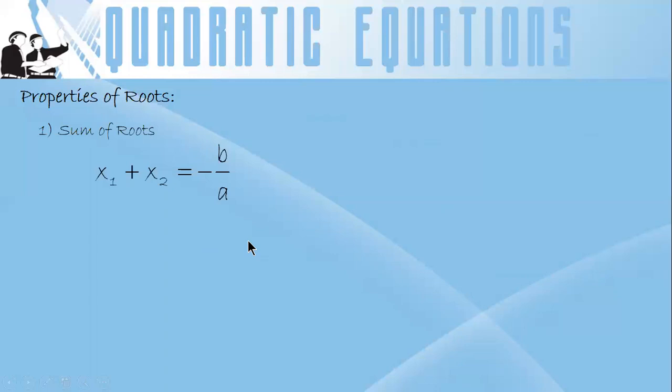The second is product. And again, without solving for the roots, by just looking at the coefficients of the quadratic equation, you will know what is the product of the roots. If you multiply the roots, ang result is just c over a. Okay.